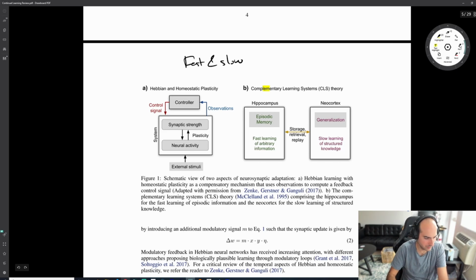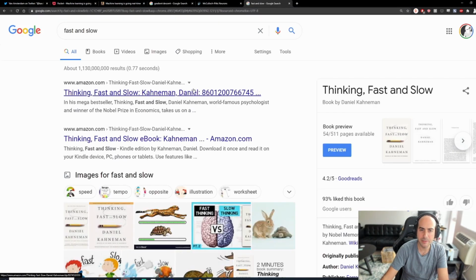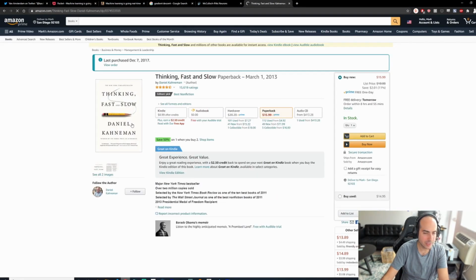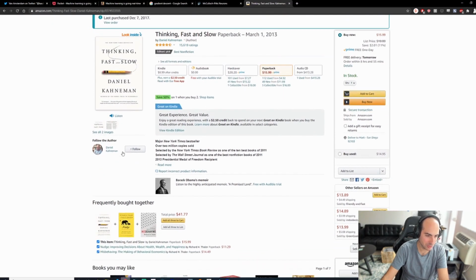Fast and slow. What is this called? Fast and slow. Yeah, Daniel Kahneman actually. So this is a very good book actually, even though it looks like a pop sci book. What's interesting about this book is that it's one of the rare psychology experiments that you can actually reproduce.